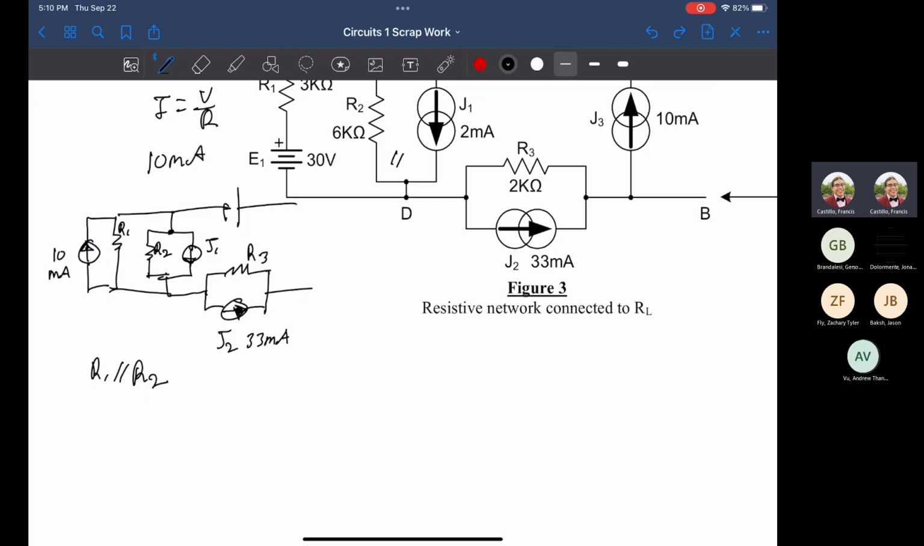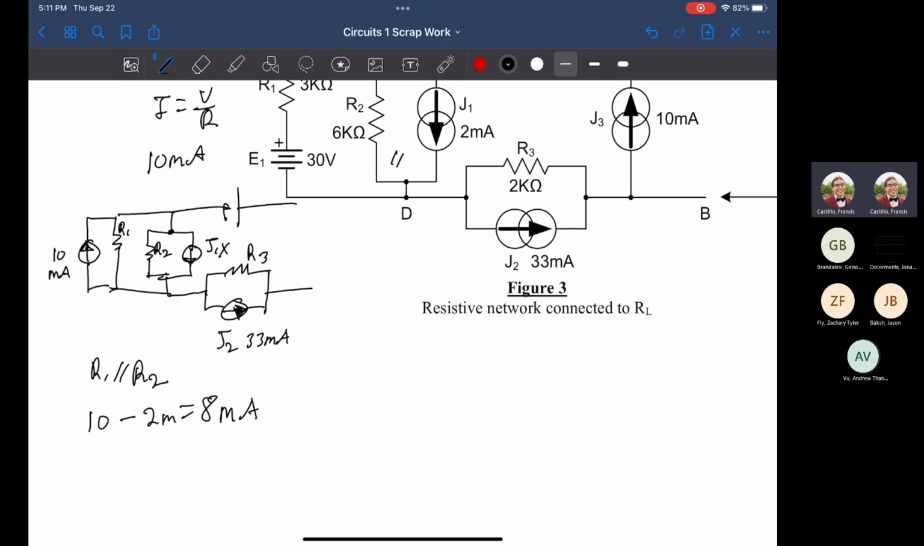Same thing with our sources. We know that in parallel, current sources are just added up. If there's a difference, figure out which direction the current is flowing. So we know it's going to be 10 minus J1, where J1 is 2 milliamps. So 10 minus 2, 8 milliamps. The bigger source was our 10 milliamps, meaning J1 is going to get taken away, and the left-hand source is going to be left over.